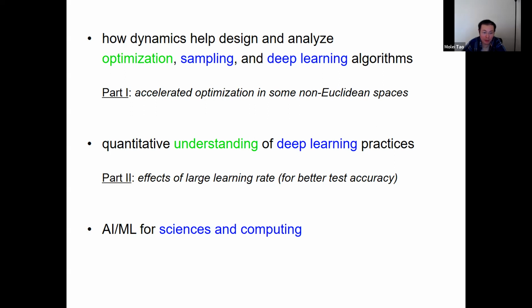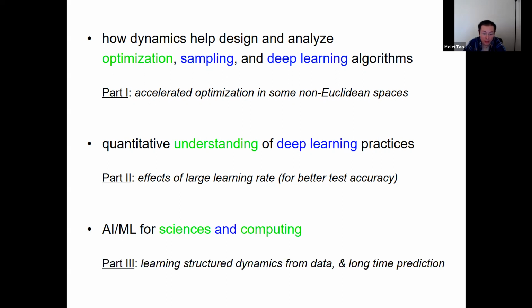Roughly speaking, large learning rate can give you better test accuracy. And lastly, I'll talk about machine learning for dynamics, how machine learning can feed back and benefit dynamics as well. This is, of course, under the umbrella of machine learning for sciences and scientific computing. The example that I'll give is that I'll learn structured dynamics from data. And this structure is very important. By gaining this structure, we can get very long time accuracy of prediction, so I can predict a very long time with provable good accuracy.